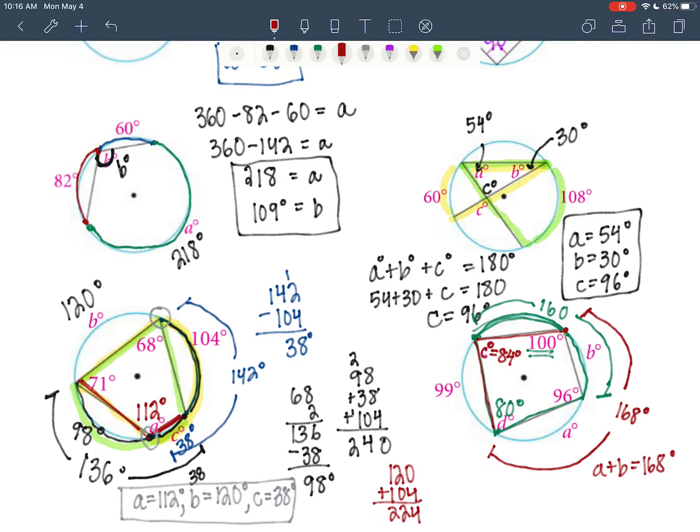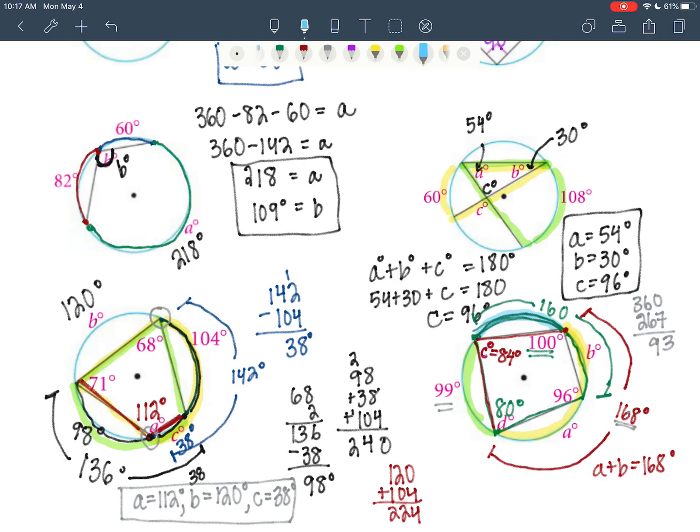And then I've got this 99 degrees. So let me use my highlighter here. I've got this arc right here. This big arc is 168. And then I've got this arc is 99. And that's going to leave me this arc that I'll be able to find. So 168 plus 99 is 267. I'm going to subtract that from 360, and I get 93 degrees.